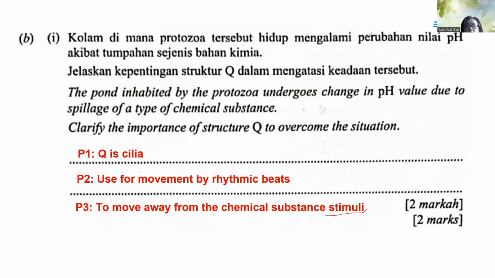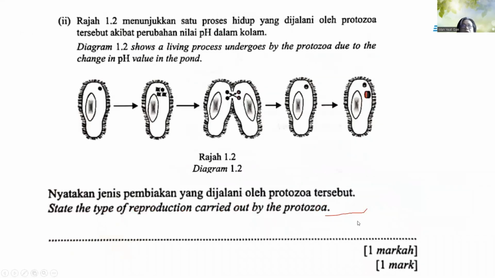Okay, next, let's look at the next question. Diagram 1.2 shows a living process undergone by protozoa due to the change in pH value in the pond. State the type of reproduction carried out by the protozoa. So you can see here the protozoa actually undergoes sexual reproduction because you can see here there are 2 paramecium. So the name for the sexual reproduction is conjugation.